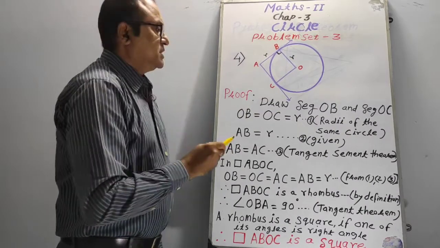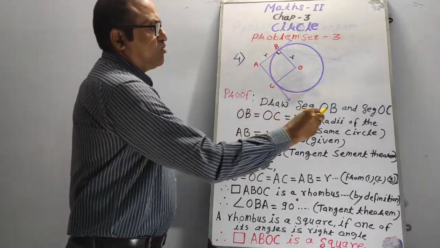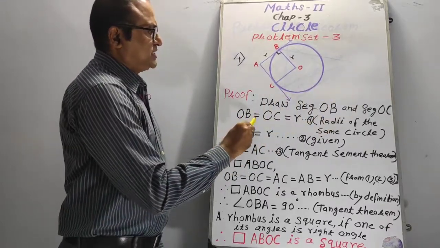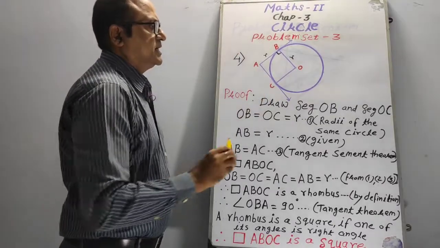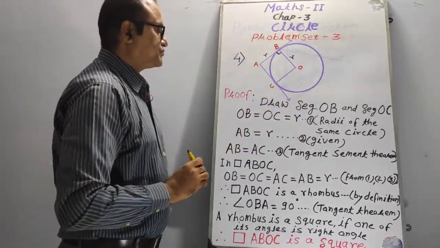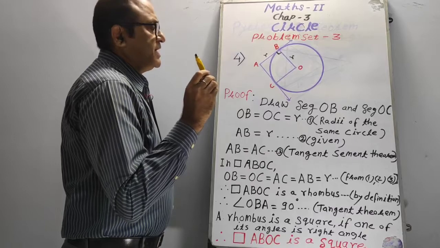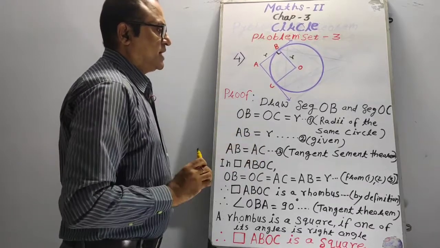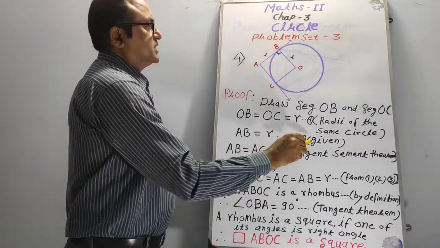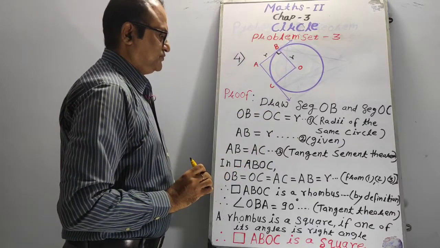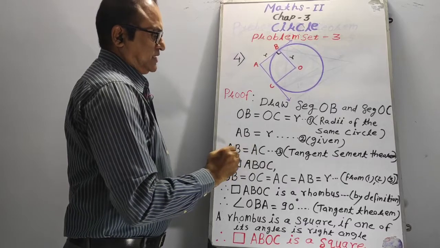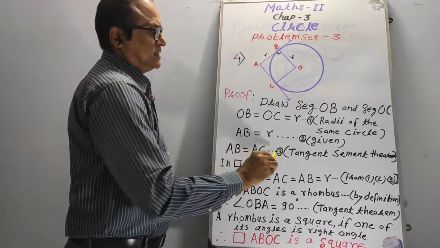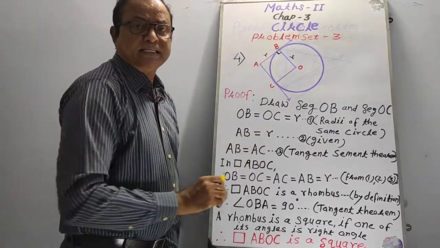All of you understood? Now let's see. Draw seg OB and seg OC. OB is equal to OC is equal to R, radii of the same circle. Length AB is given in the example. Length AB is equal to R. Therefore, AB is equal to AC, tangent segments, by the tangent segment theorem.